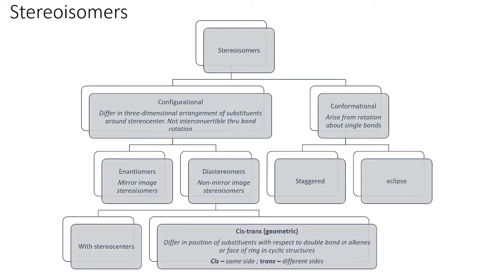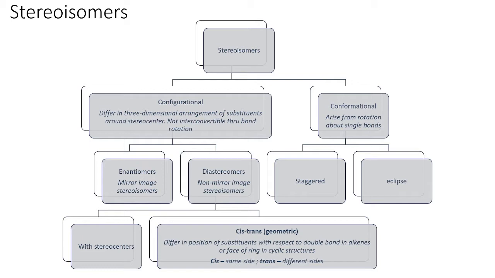For that, we actually have this somewhat tedious way, though not too tedious. But we have here these distinctions. For isomers, we can group them into two. We have the configurational isomers, wherein they differ in the three-dimensional arrangement of the substituents around a stereocenter, and they are not convertible through bond rotation.